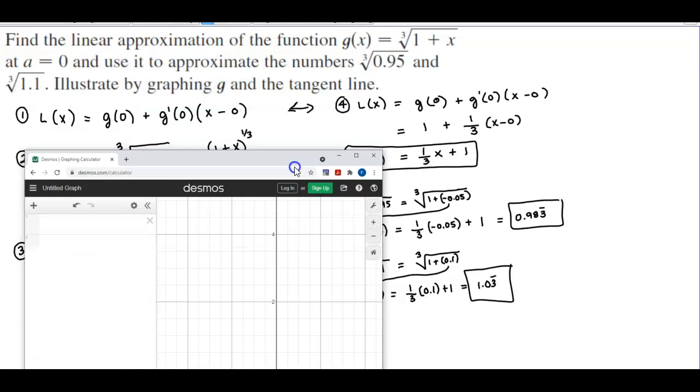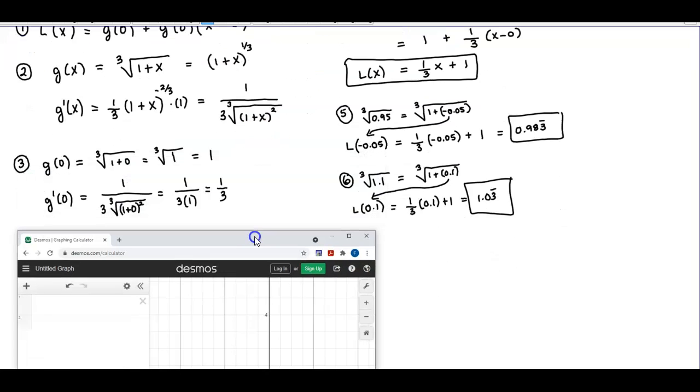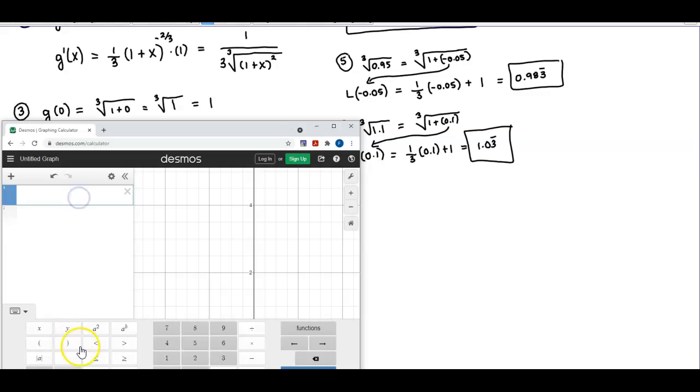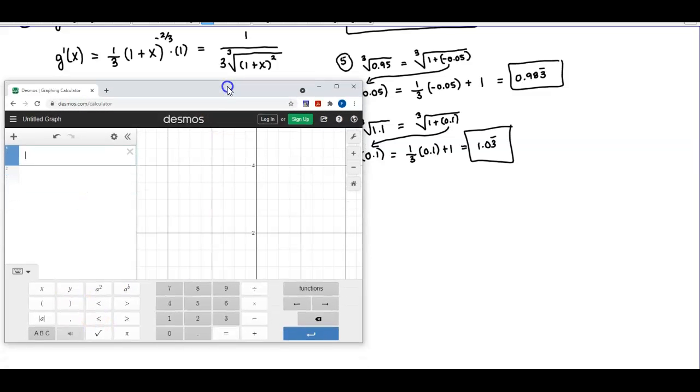Okay, now let's graph these functions. We're going to graph first the function g, which we know is the cube root of 1 plus x. And then the linearization function is 1/3 x plus 1.